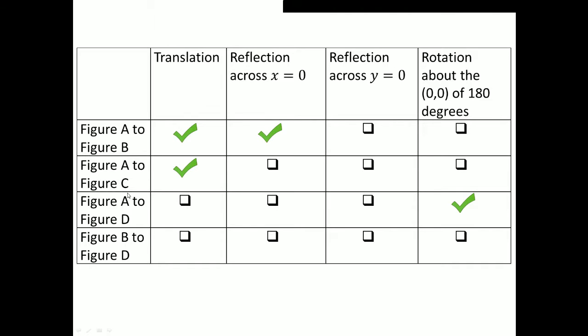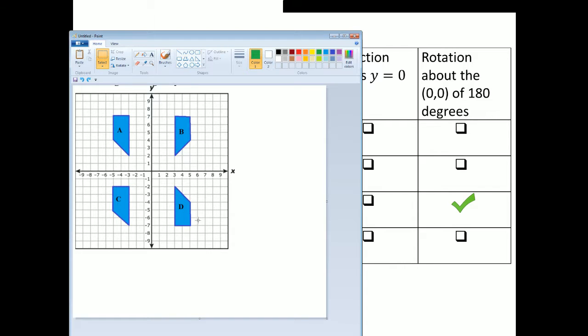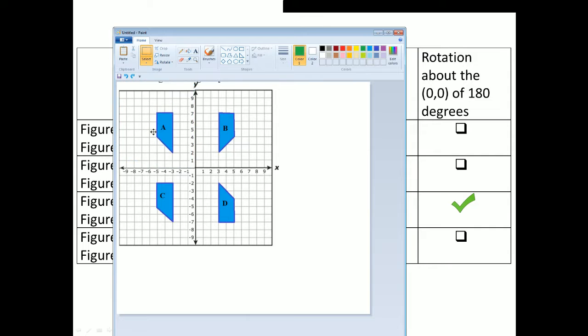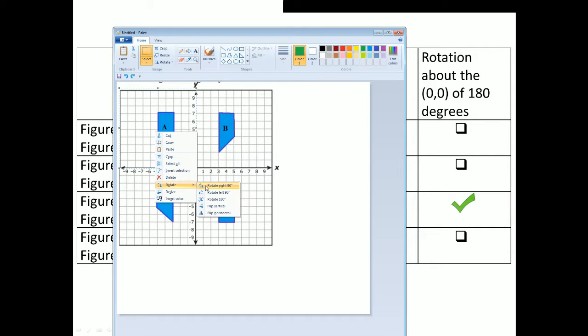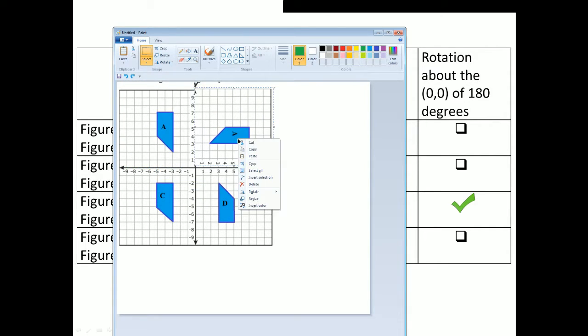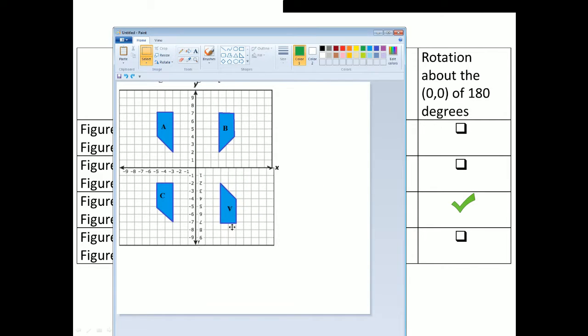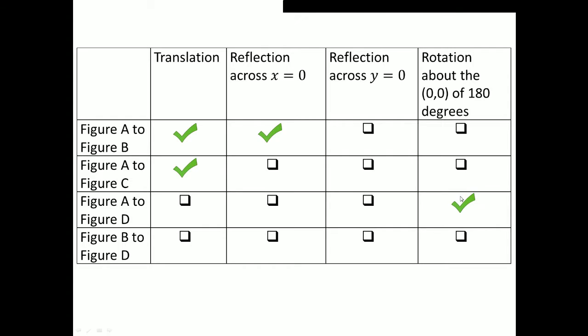It's only a translation. From A to D, right? That's a 180-degree rotation. Let me show that to you. Here you go. Rotate that 90 degrees, becomes this one. Rotate it again, 90 degrees. Boom. 90 plus 90 is 180. So that would be your 180-degree rotation.